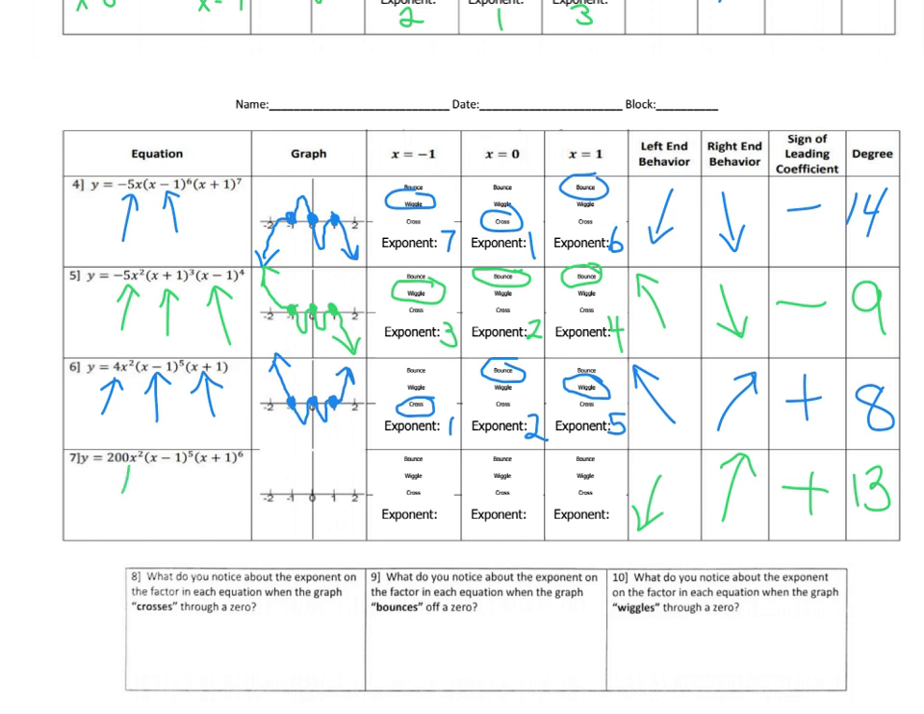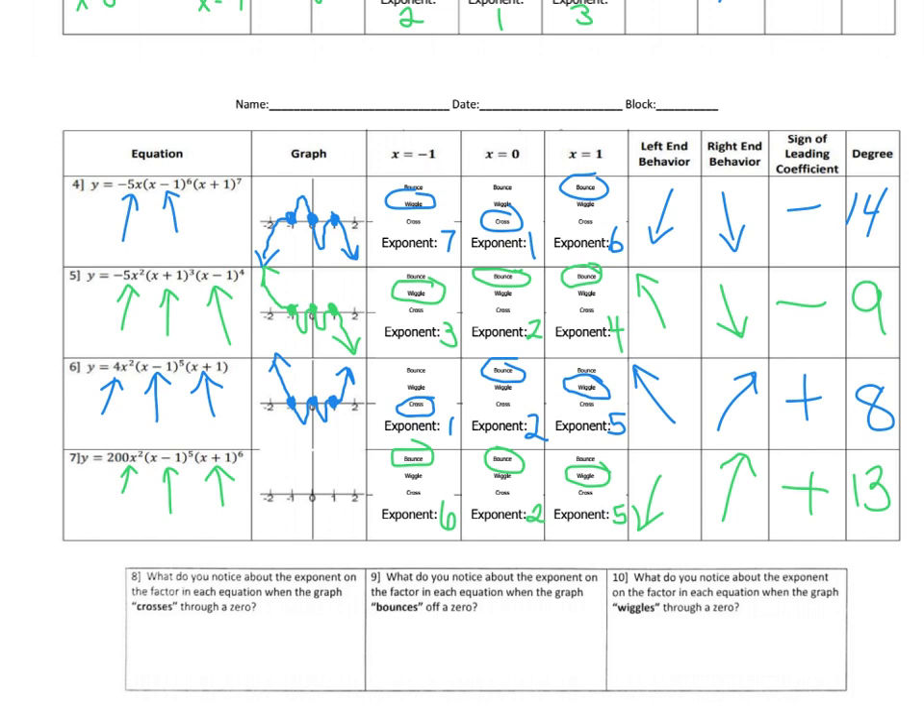Now looking at our solutions, 200x squared is an exponent on that x of 2. So x equals 0 has an exponent of 2. That's an even number. Even numbers bounce, you know it by now. X minus 1 makes the solution x equals 1, and there's an exponent of 5. That's an odd number bigger than 1, so that'll be a wiggle. And then x plus 1 to the 6th has an exponent of 6, and that's an even number, so it's going to be a bounce as well.